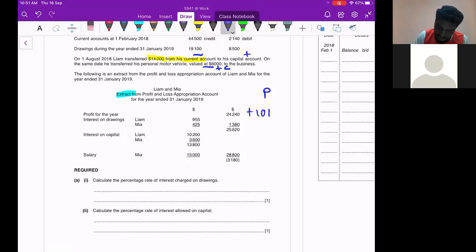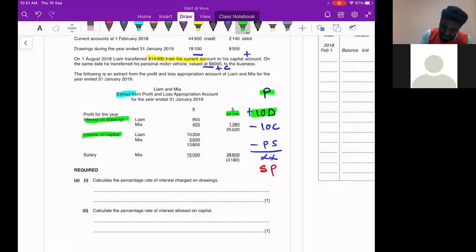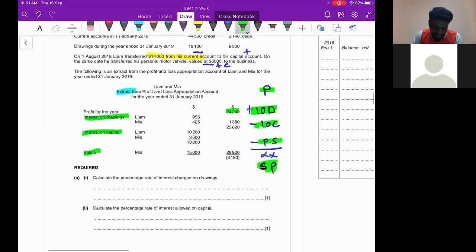Plus IOD minus IOC minus partner salary, then we get a residual profit. This residual profit will become share profit. But the problem here is they have a profit, they have an interest on drawing, they have an interest on capital, they have a partner salary, but they don't have a share profit. So we need to calculate the share profit. Later we will calculate that.